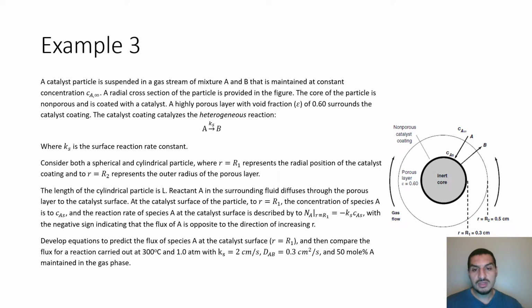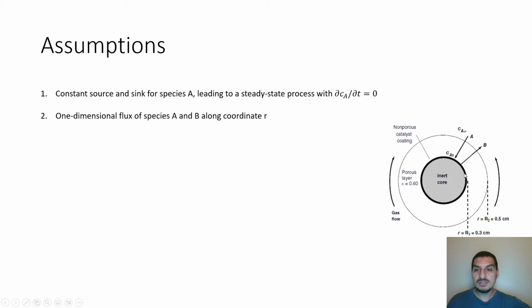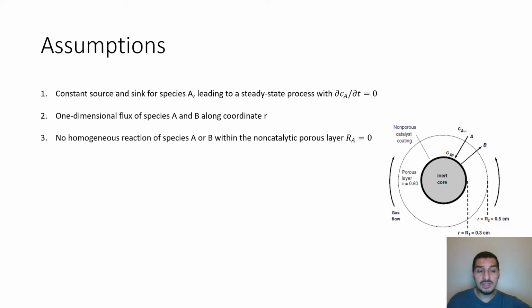So to get the flux, we first have to put our assumptions. First, I'm told that I have a constant source and sink of species A, because the concentration here is always constant, so it's a continuous source. It's consumed here due to the reaction, so it's a continuous sink. So it's a case of steady state. It's one dimensional in the R direction, which is what we can see here.